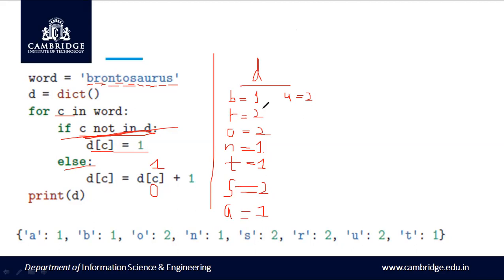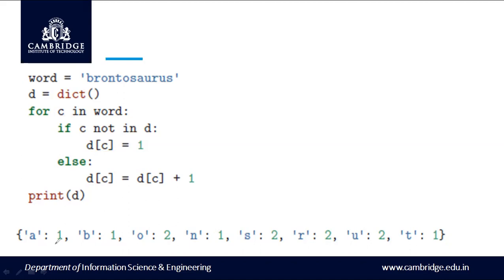So here you can see these letters or characters have appeared these many times in this string, that is Brontosaurus. So that is how you can use these dictionaries for counters. So the output for this particular program will be in the form of key value pairs. So you can see here, and again it is not in order. So you should observe that.